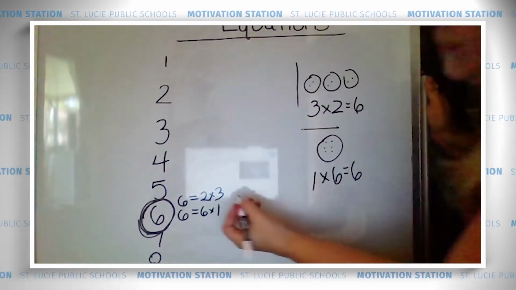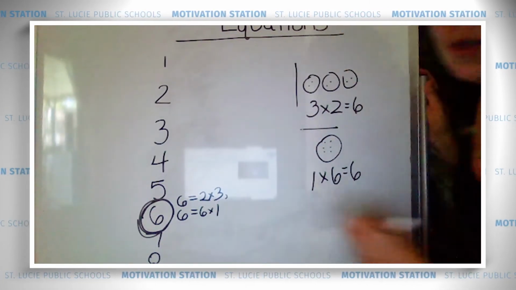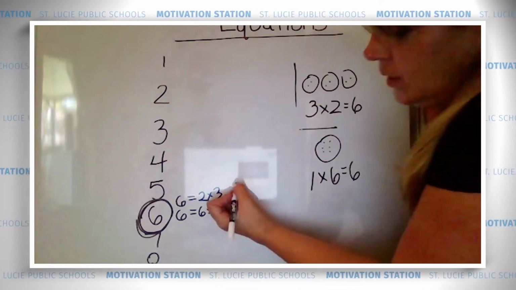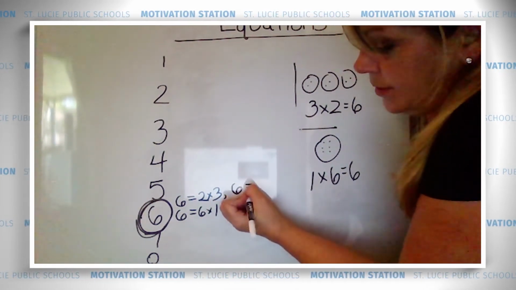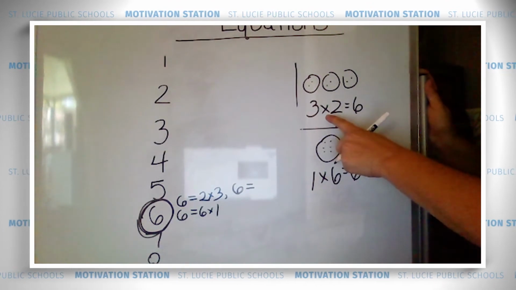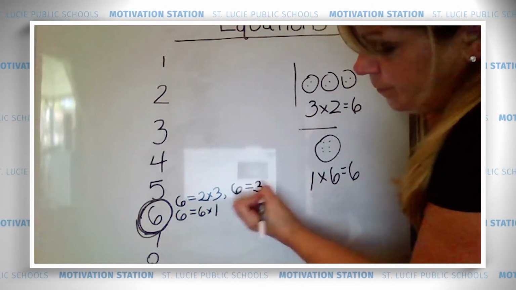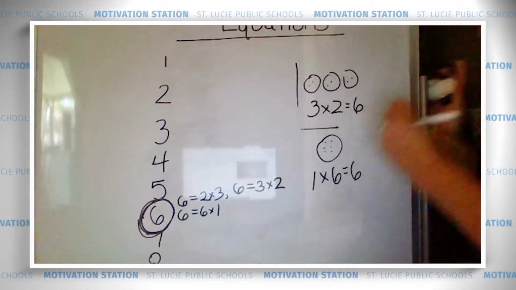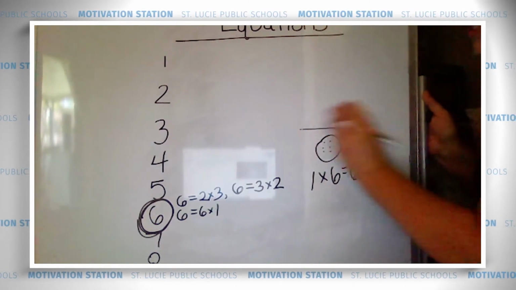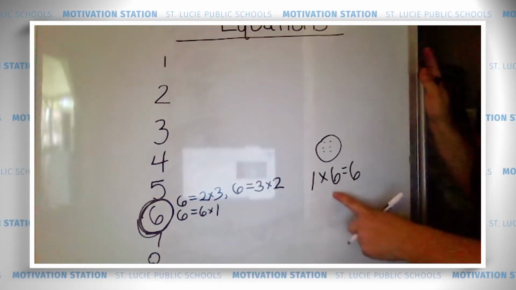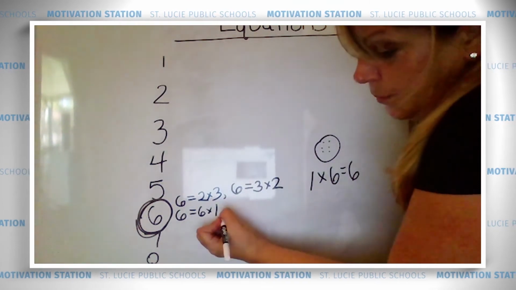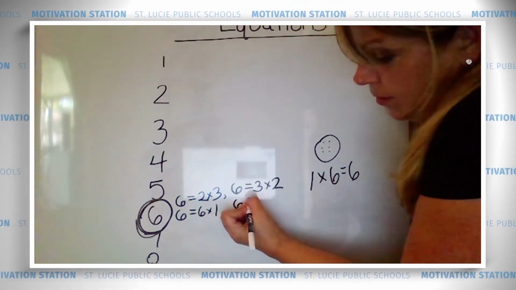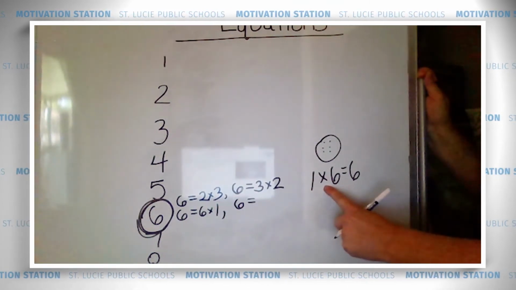Okay, you should be writing this with me. I'm going to put a comma because I'm going to write a new equation. 6 also equals 3 times 2. And then finally, 6, I'm going to put a comma. 6 also equals 1 times 6.